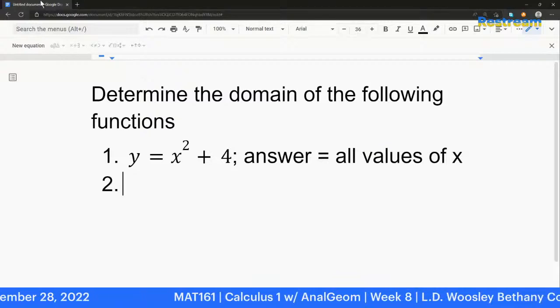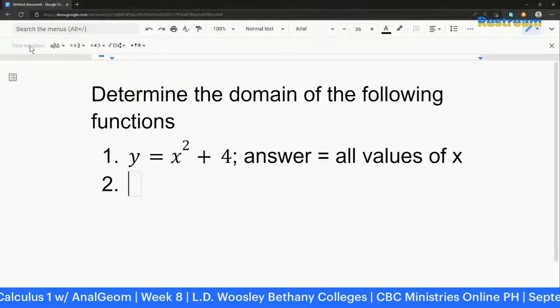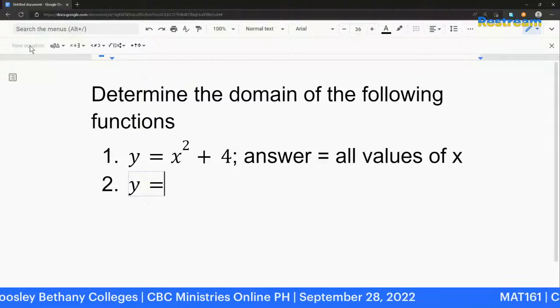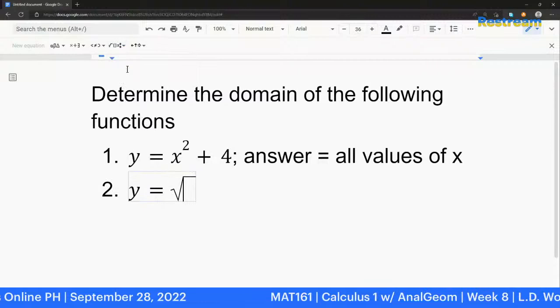Next, number 2. It's for you, Banji. So we have your y. Magagamit ko rin yung square root sa wakas. No? Y square root of.